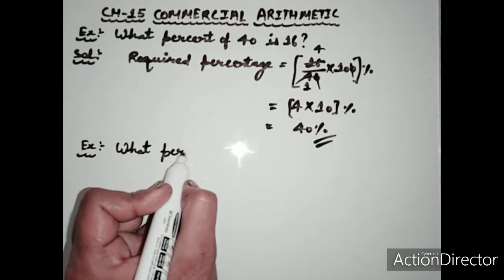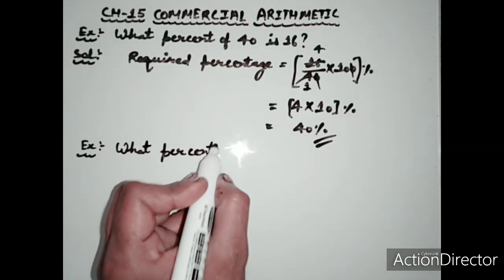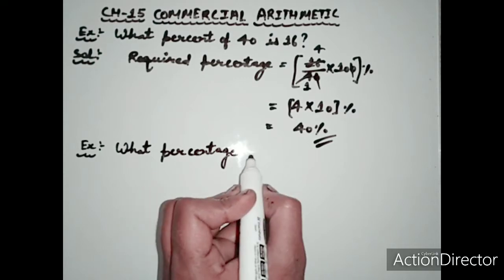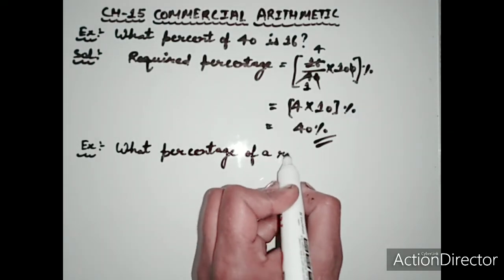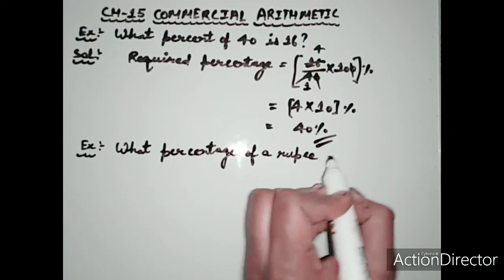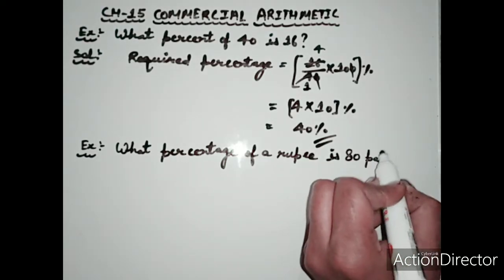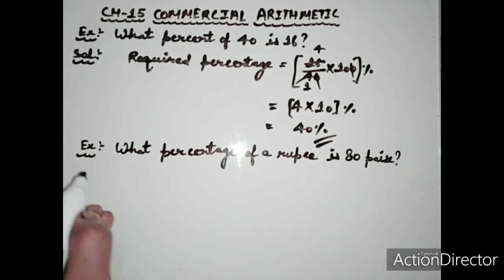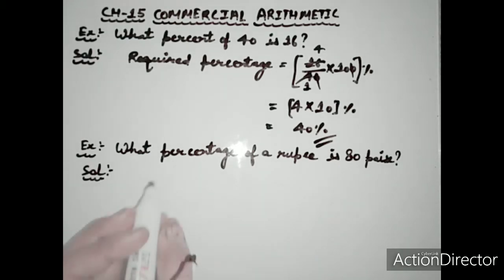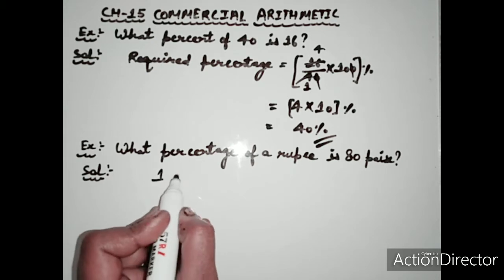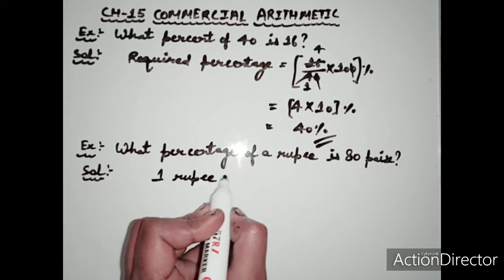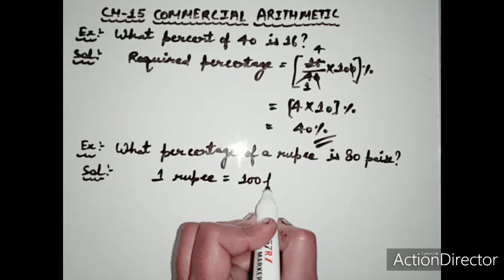What percentage of a rupee is 80 paise? So here first we write 1 rupee equal to 100 paise.